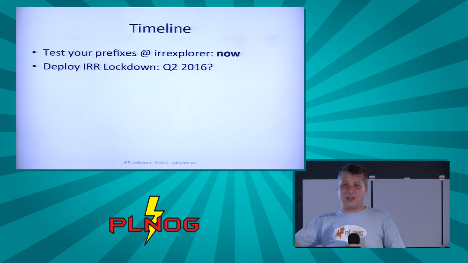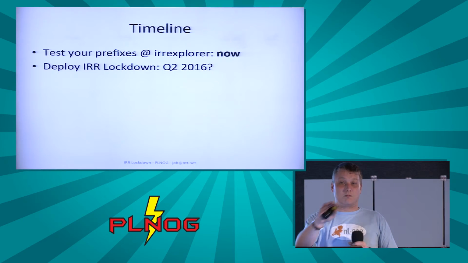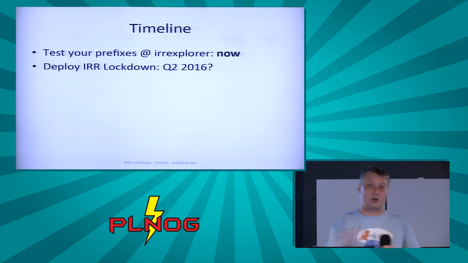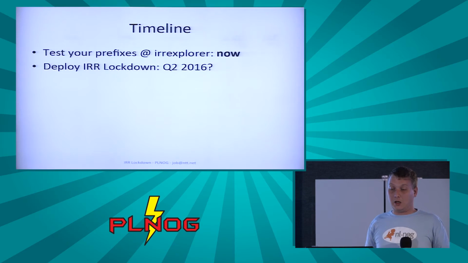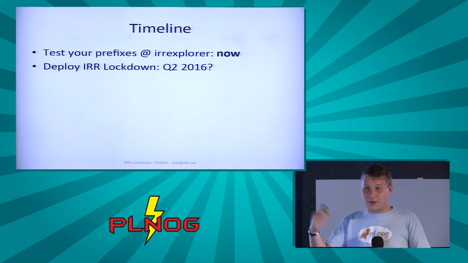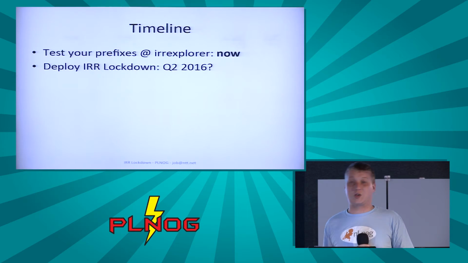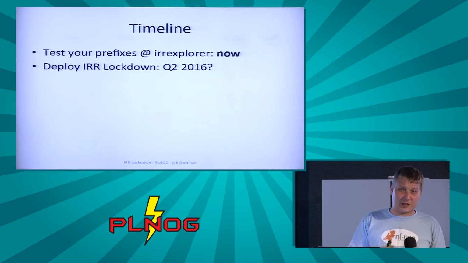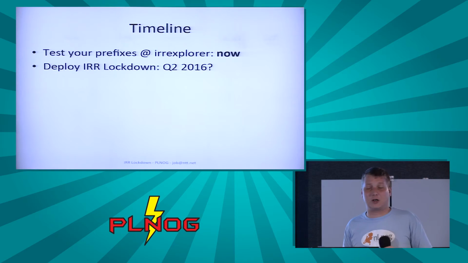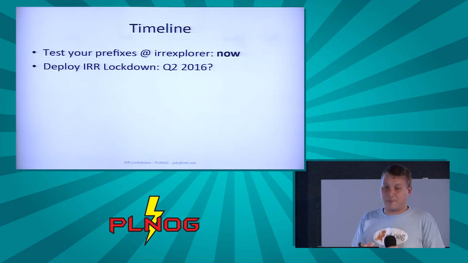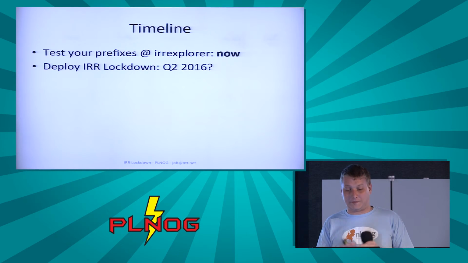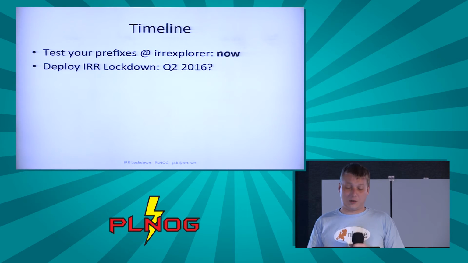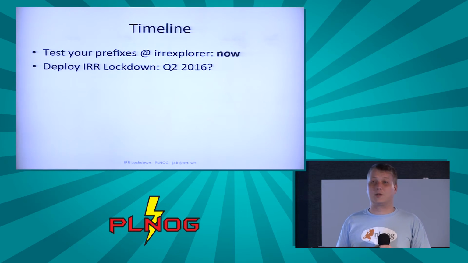If we look in terms of timeline, what I recommend is start using IR Explorer today. Take a look at how your prefixes are registered or not. Fix that. Work with your internal departments to properly register RIPE space in the RIPE database. And in terms of the filtering strategy that I mentioned in the earlier part of my presentation, if we feel comfortable enough with this mechanism and that it won't do too much damage, then we look at deployment in, say, the second quarter of 2016.